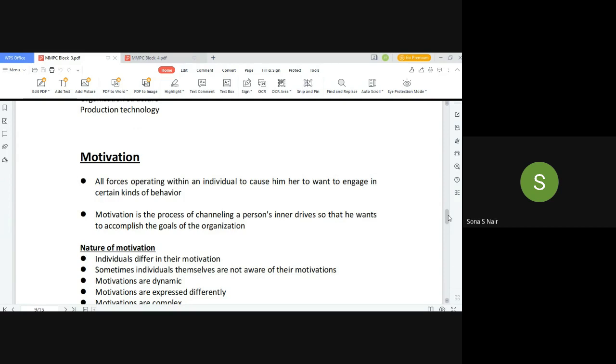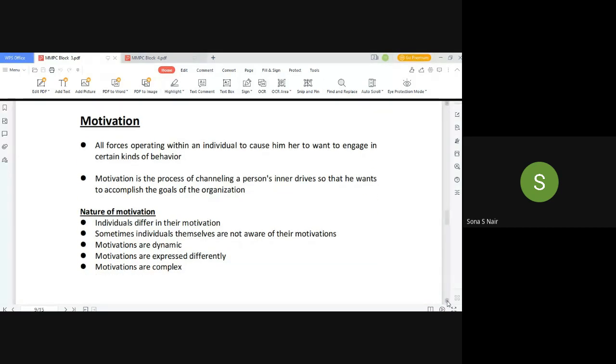Now, let's come to the nature of motivation. Since this is a psychological thing, something which is intangible, something which is inside the individual, and sometimes very complex to understand, we need to put down some points here about the nature of motivation. Number one point, individuals differ in their motivation. So people might be doing the same kind of work, but the reasons behind that work could be different.